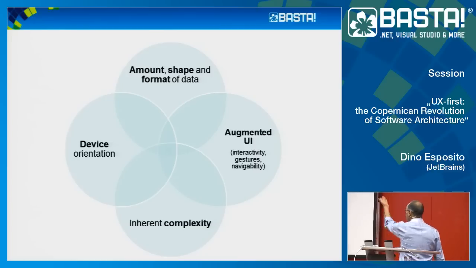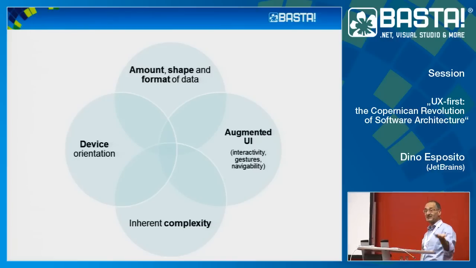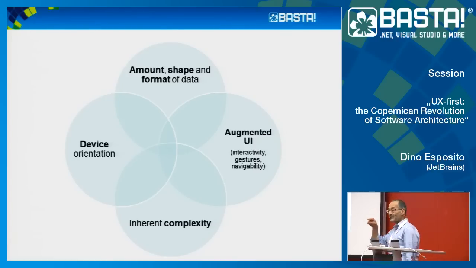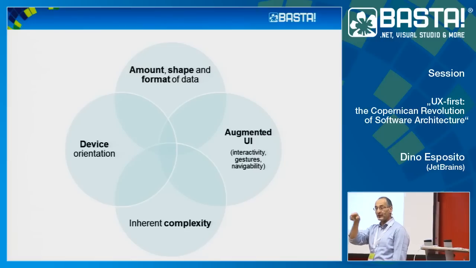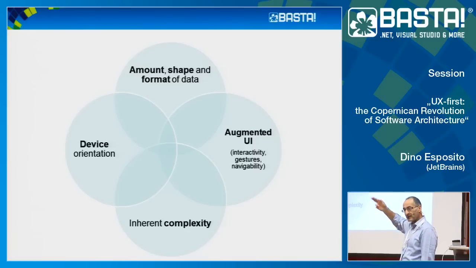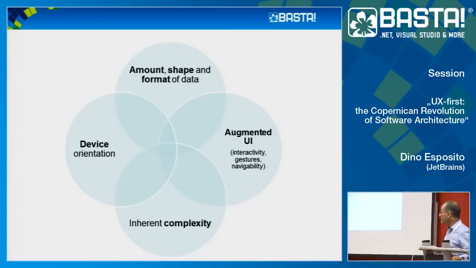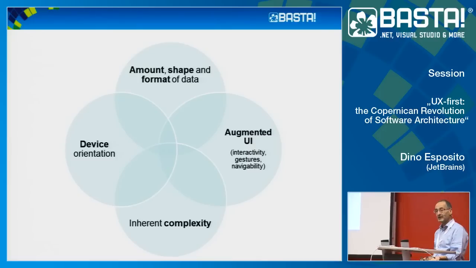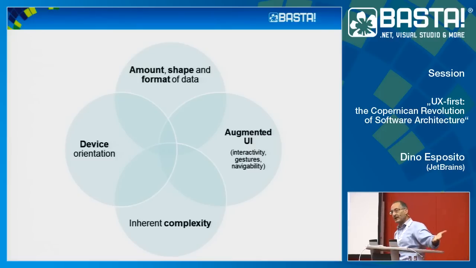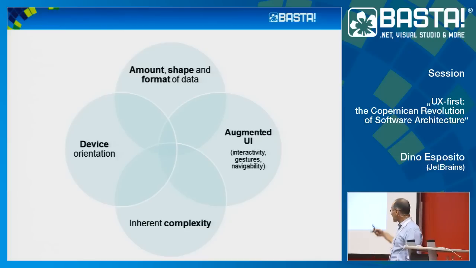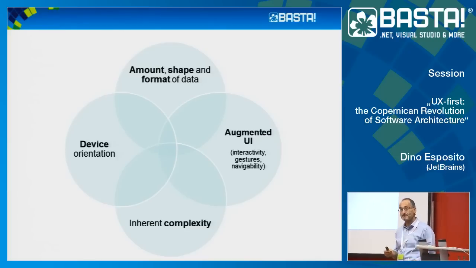And also it has an impact on the interactivity, because now I want to touch, and depending on how I touch or how I move my fingers, there's an action, there's a new gesture, a new library of gestures. But this has an impact on interactivity, some impact on coding, and especially on navigability.